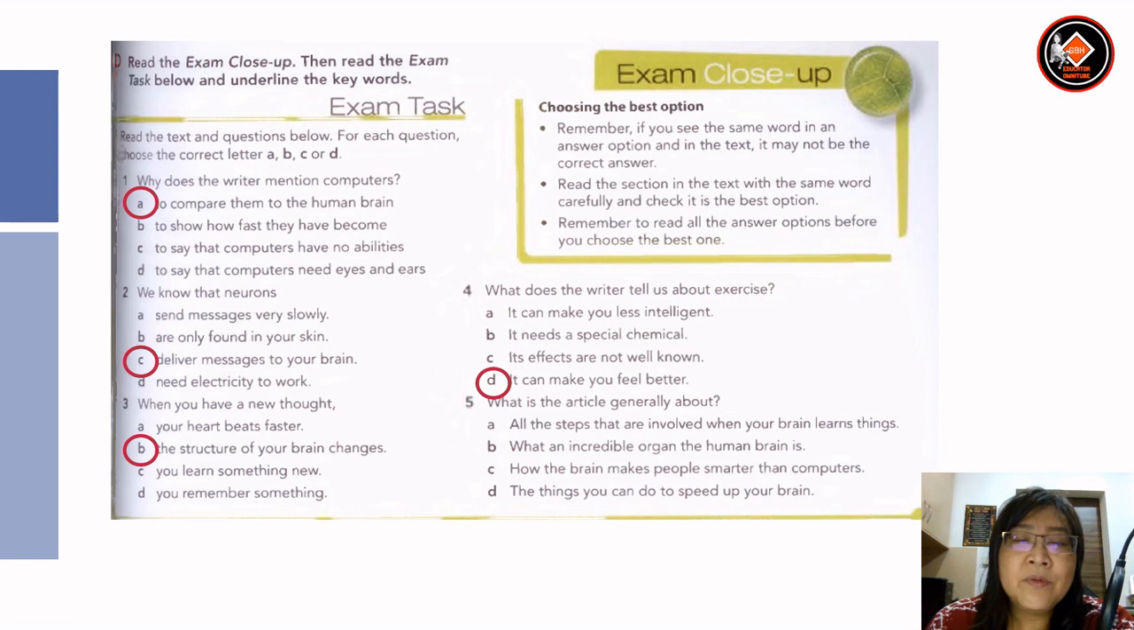Question number 5. What is the article generally about? A. All the steps that are involved when your brain learns things. B. What an incredible organ the human brain is. C. How the brain makes people smarter than computers. And D. The things you can do to speed up your brain. So the answer is B. What an incredible organ the human brain is.